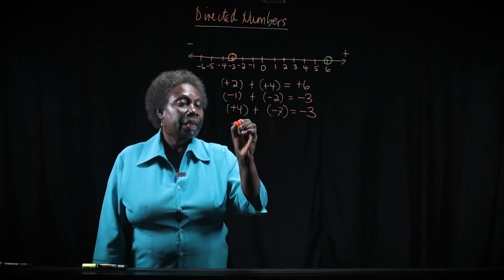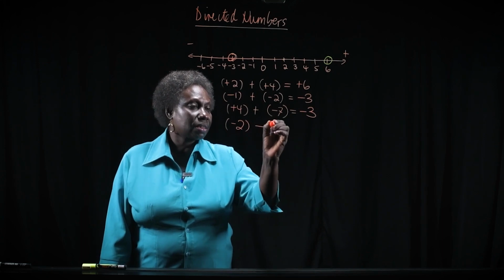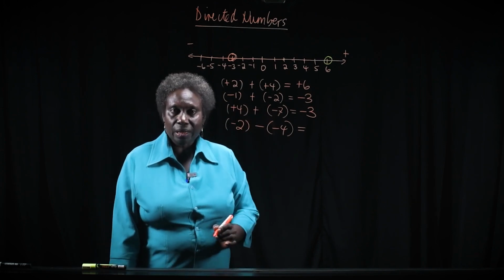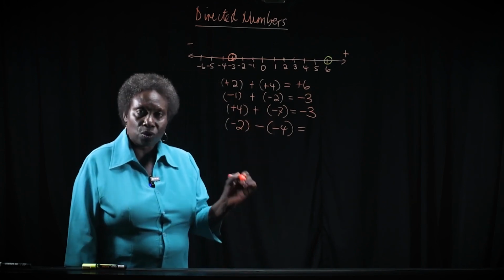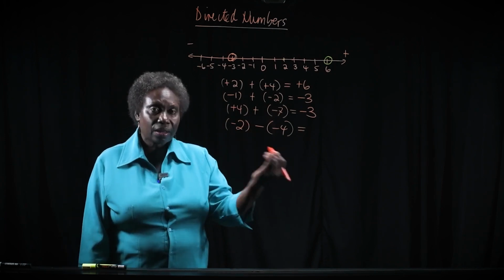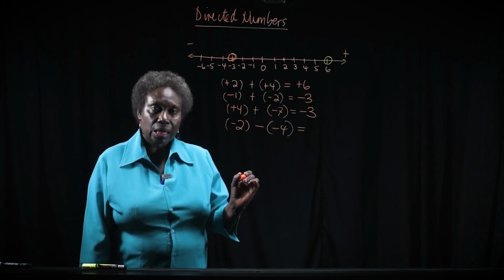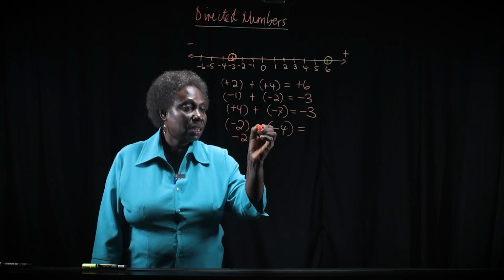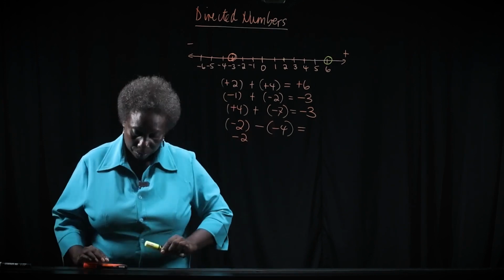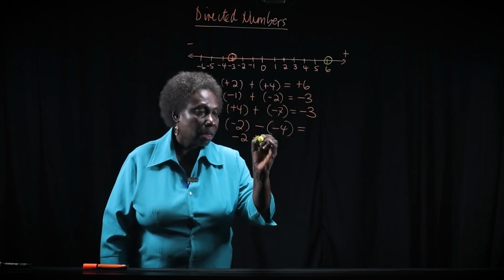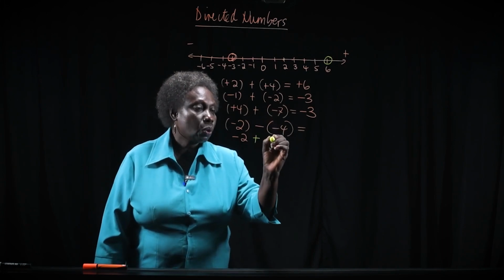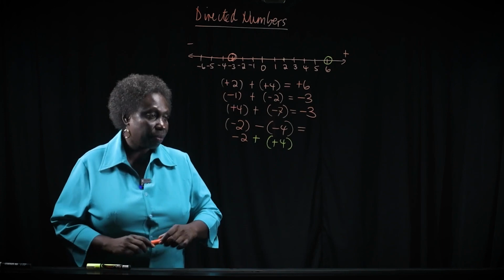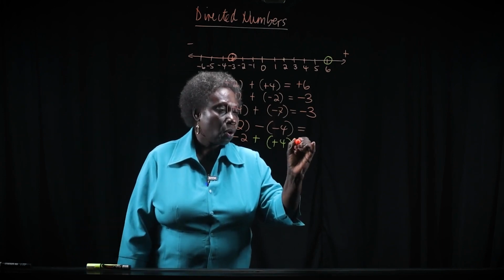This time I have -2 minus -4. For this one, we cannot explain this using a number line, so we just have to stick to the rule. When we are subtracting directed numbers, we add its opposite. So this will be equal to -2. The minus will change to plus. Plus -4 will change to +4. Now, we have -2 plus +4.